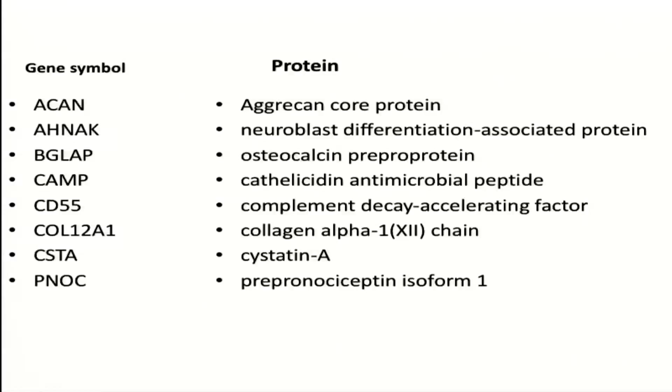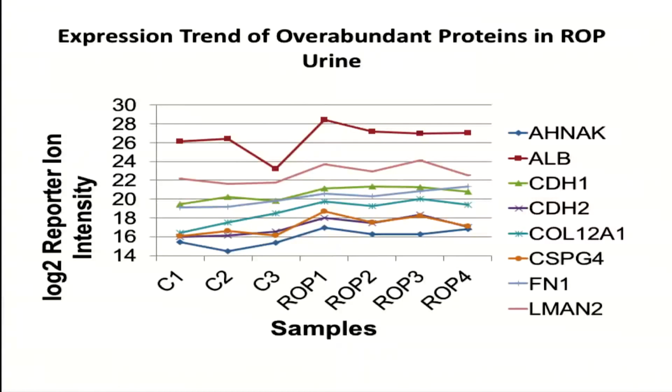This is a list of the 8 proteins which were significantly elevated in the ROP urine samples. And this is an expression trend of the overabundant proteins in the ROP urines. You can see here that the levels of the proteins, and this is derived from the mass spec, are much higher in the ROP samples in comparison to the controls across all 8 proteins.